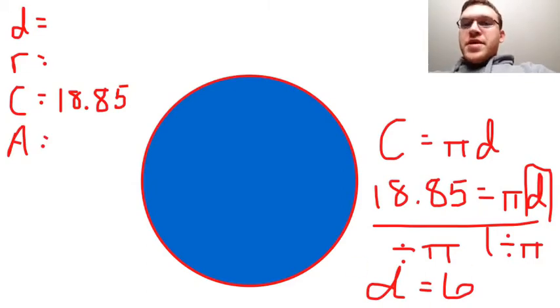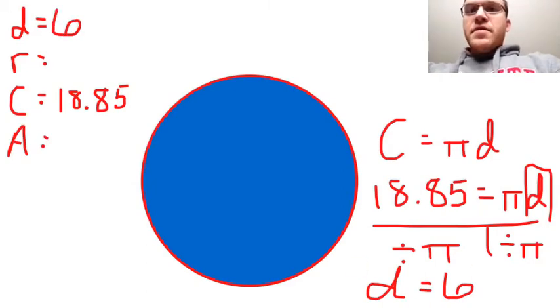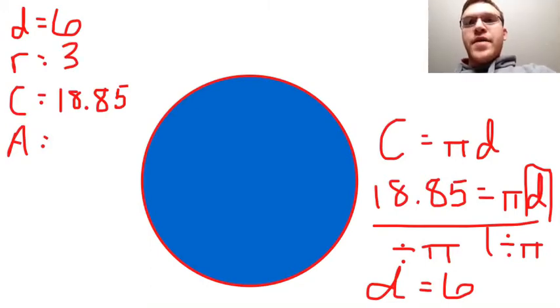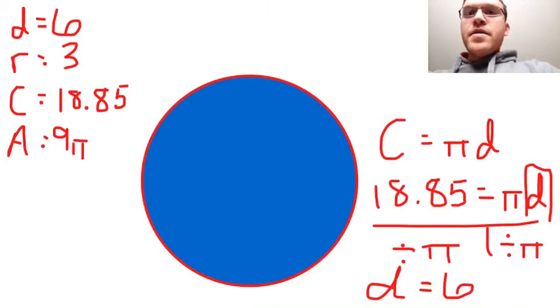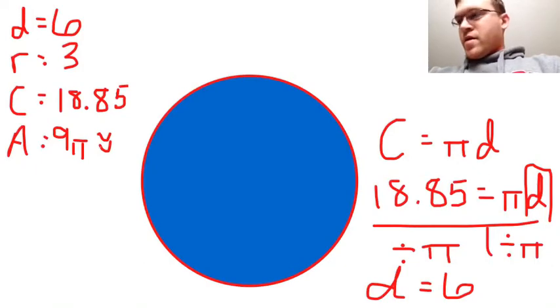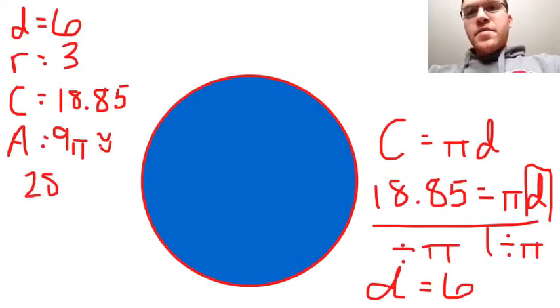So let's call the diameter 6. If the diameter is 6, then the radius is 3, and then the area would be pi times the radius squared, which would be 9 pi. And if you type that in your calculator, 9 times pi, then that would be about equal to 28.27.